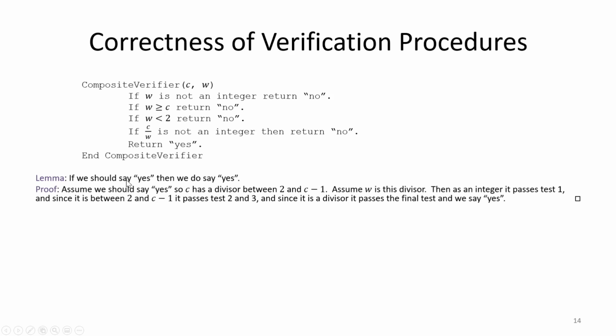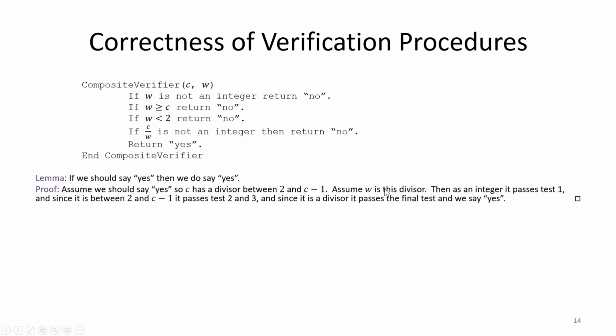So again, assume we should say yes. What do we know about that? That's where we go look up the problem statement. C has a divisor between 2 and C minus 1. That's the range here. Assume W is this divisor. The word divisor implies the integer part. So as an integer, it passes test 1. This is what I'm calling test 1. And since it is in the right range, it passes the next two tests. And since it is a divisor, we know that it will pass the final test, so we say yes. So again, this is a little bit verifying what it means to be a factor.